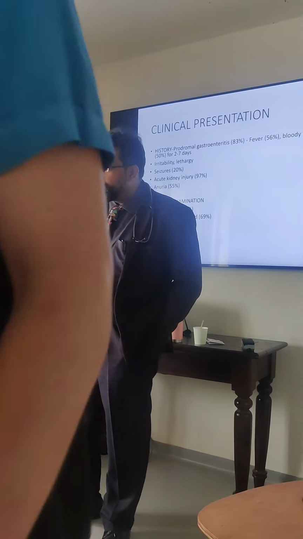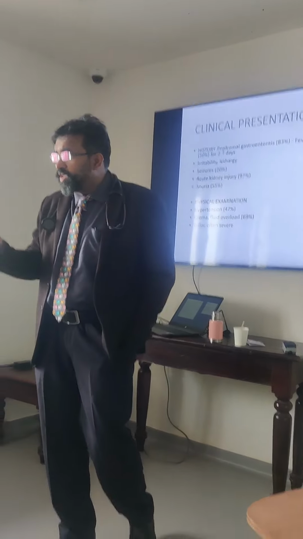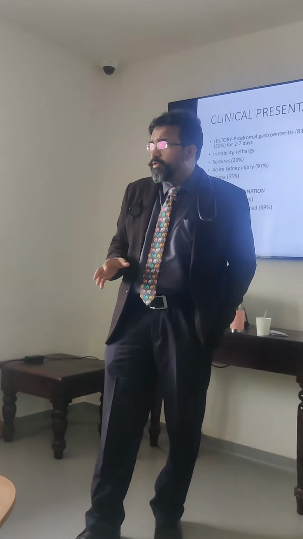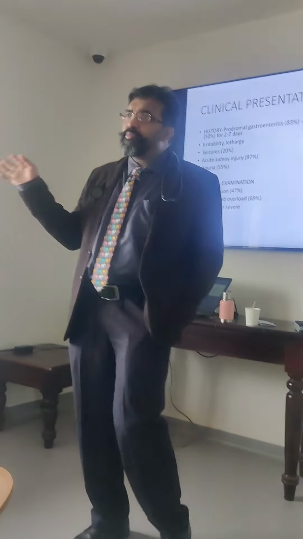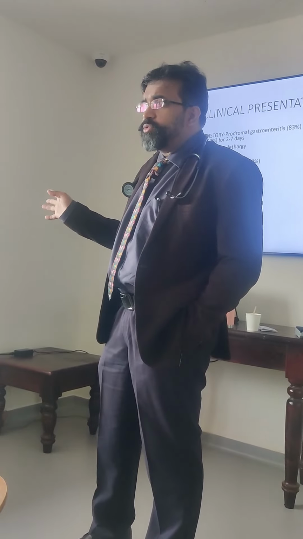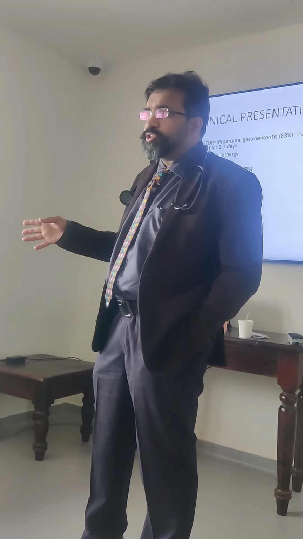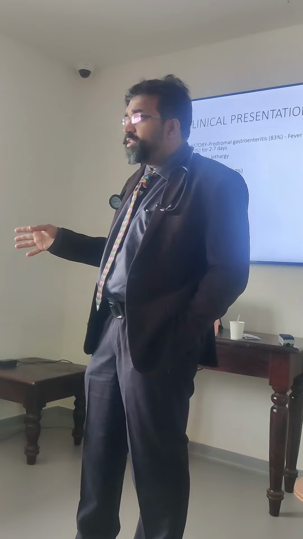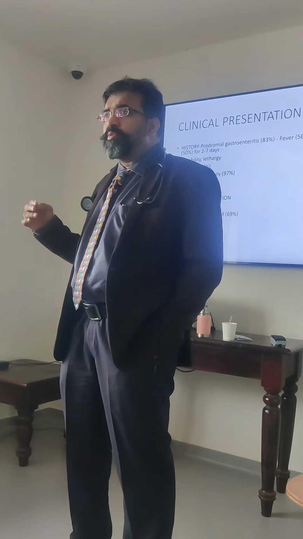Which was the first type? The one which you are talking about is the typical type. What is happening in the typical type? You have a GI problem, you have Shigella, you have diarrhea, you have dysentery, you have blood in the stools. And then a couple of days later, you come into the hospital with renal failure.